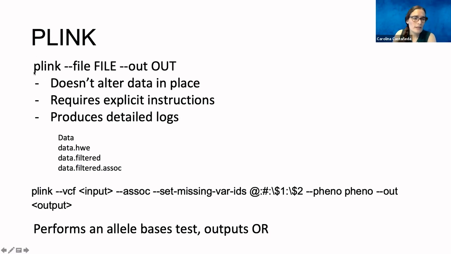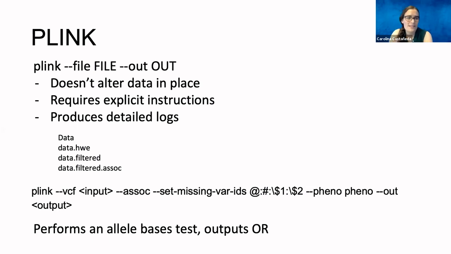The way PLINK works is that you call the tool, typing PLINK in the terminal, and then you say what type of file you are using. You can use a BCF file. PLINK also has its own file formats. Then you name the file or give the address to the file, and then you ask for an output and you name the output. This is pretty straightforward. Between your input file and the output, you can add some flags on what you want PLINK to do, like an association test or a Hardy-Weinberg equilibrium test, etc.